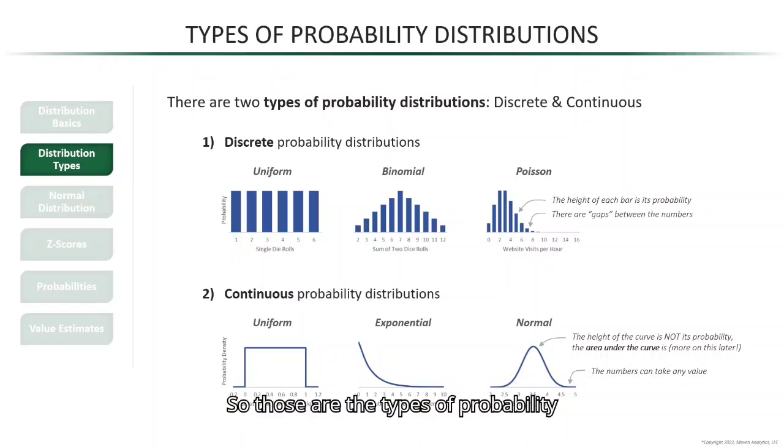So those are the types of probability distributions. We're going to focus on the normal distribution going forward because of all of its applications, but the same concepts can apply to the rest. It's just the formulas that change a little bit.